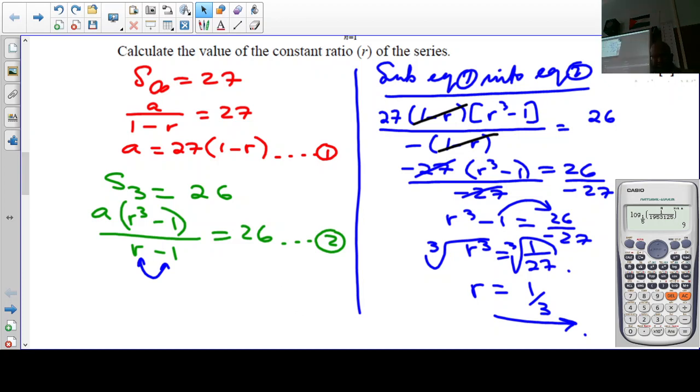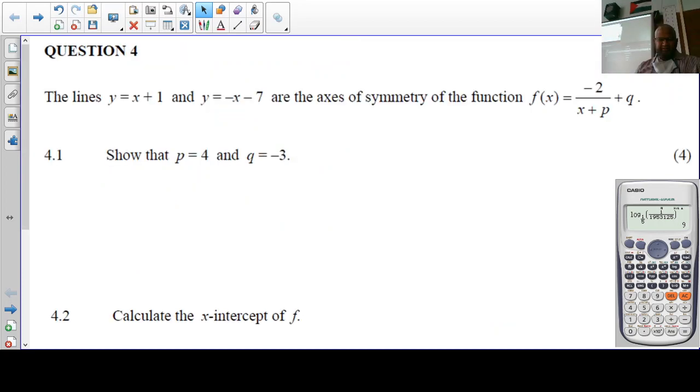Okay, so now we're looking at question 4. In question 4, we are told the lines y equals x plus 1 and y is equal to negative x minus 7 are axes of symmetry of the function f of x equals negative 2 over x plus p plus q. We must show that p is 4 and q is negative 3.